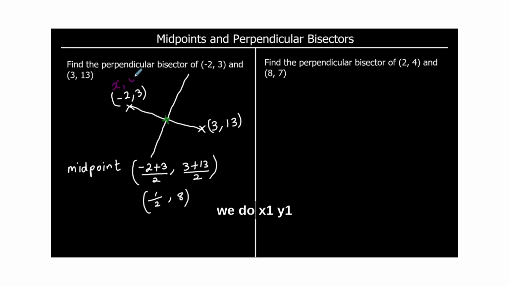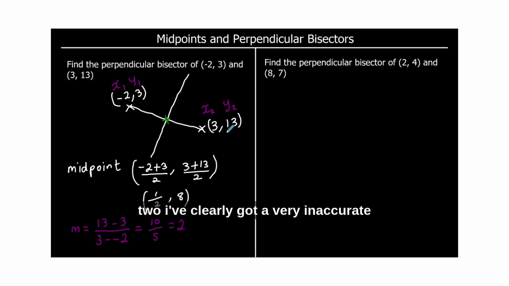We can work out the gradient of the original line. If we do x1, y1, x2, y2, the gradient is the change in the y's, y2 minus y1, over the change in the x's, x2 minus x1, so minus 2. So that is 10 over 5, which is 2. So the gradient is 2. I've clearly got a very inaccurate diagram.